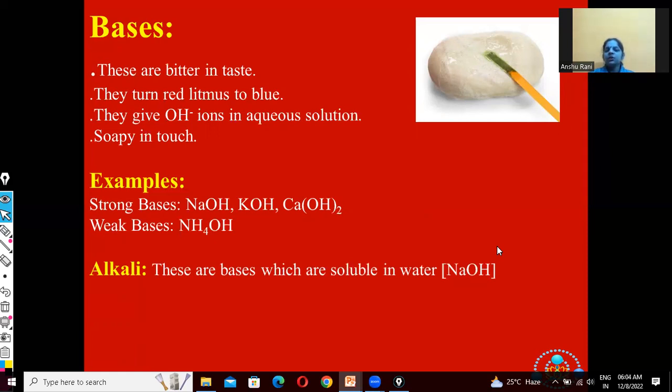We have strong bases and weak bases. Strong bases are sodium hydroxide, potassium hydroxide and calcium hydroxide, and weak bases are ammonium hydroxide and aluminium hydroxide. These weak bases can't dissociate almost completely in aqueous medium. Alkali is the word used for water-soluble bases. Like sodium hydroxide, when you dissolve it in water, it is called an alkali.